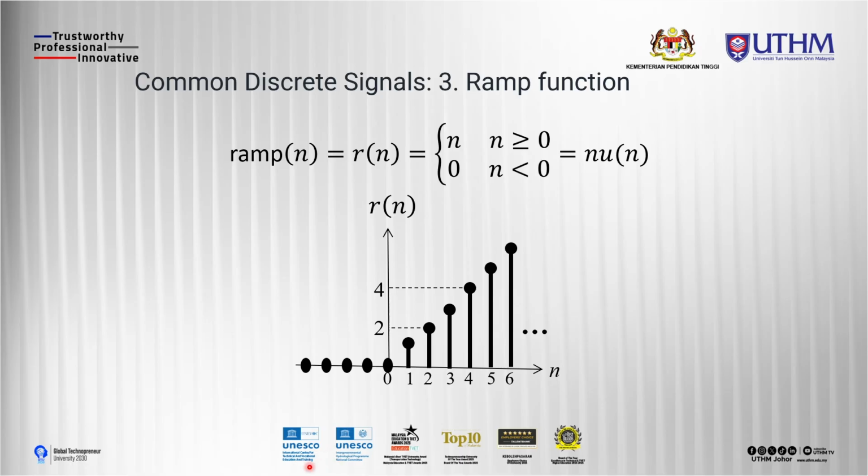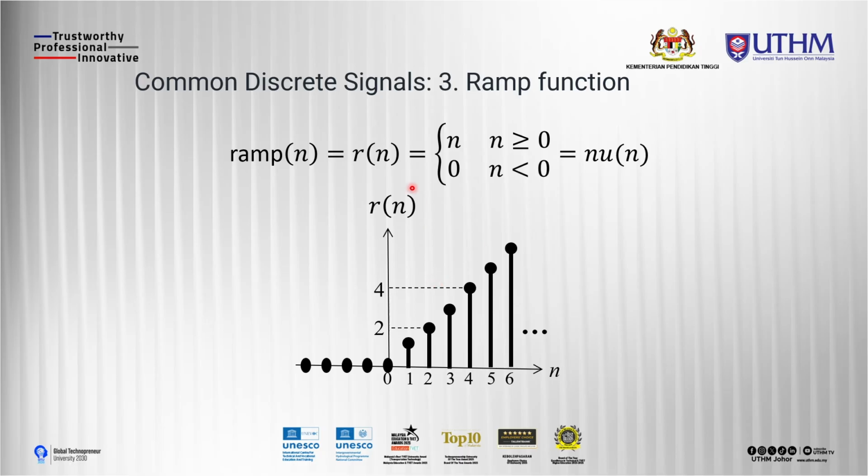The third discrete signal is the ramp function. You can write the symbol as r[n], where n goes from 0 to infinity, and you have the value n. It starts from 0, and then 1, 2, 3, 4, 5 until infinity. Just like in this figure. We must start with 0, we cannot start with 1. A ramp must start from 0. So 0, 1, 2, 3, 4, 5, 6 until infinity.